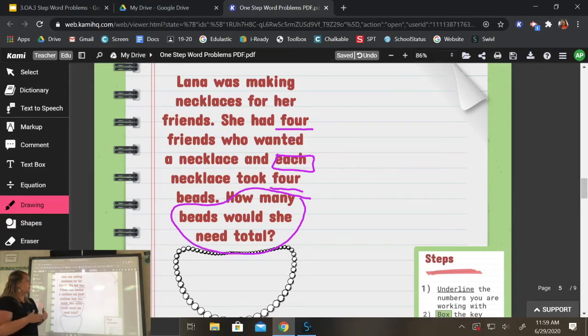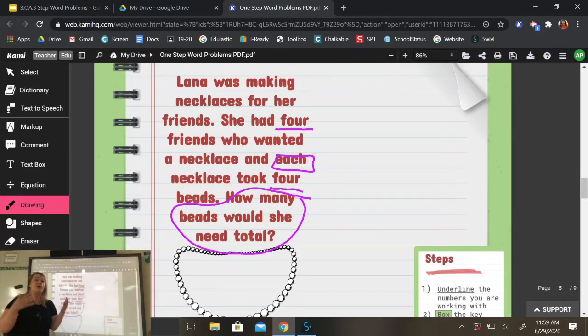Lana was making necklaces for her friends. We know she had 4 friends who wanted a necklace, and each, that's telling us it's going to be a multiplication or division problem. Each necklace took 4 beads. So we're using the number 4 twice. It's asking us to find how many beads she would need total.